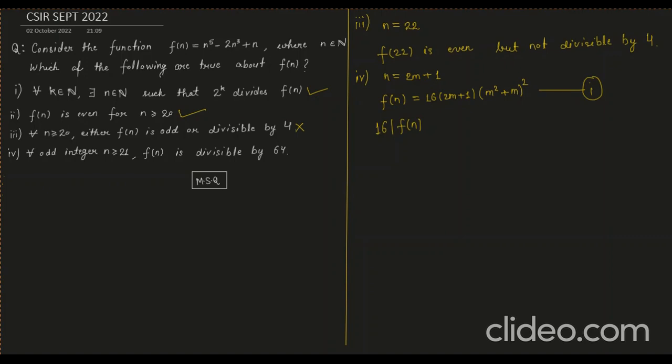How will you create one more factor? Can you see that 64 can also divide fn? Here's the trick. What is the trick? Consider m square plus m. It can be written as m times (m plus 1). And you have to prove that m square plus m is always divisible by 2. So 2 always divides m times (m plus 1). Why? Can you give the reasoning?